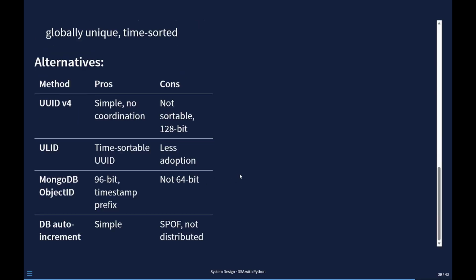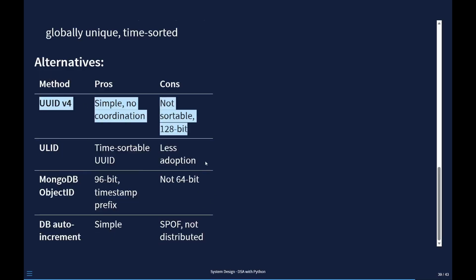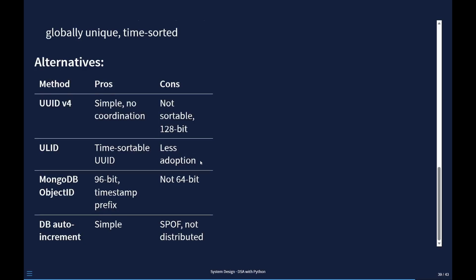And crucially, since the timestamp is the high bits, Snowflake IDs are naturally sorted by creation time. You can sort them as integers and get temporal ordering for free. This is invaluable for pagination. Alternatives. UUID v4 is simple and requires no coordination whatsoever, but it is 128-bit and has no temporal ordering. You cannot paginate using UUIDs.